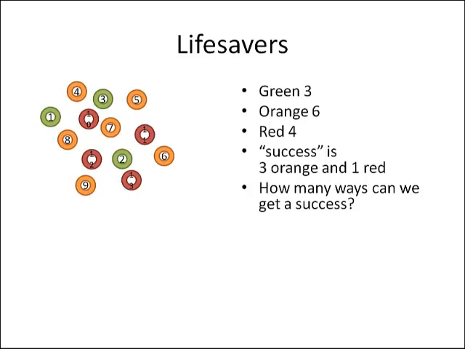Okay, now we need to figure out how many different ways we can get a success. So again, for a recap, we've got 3 green, 6 orange, 4 red, and the success is that we actually select 3 orange and 1 red.